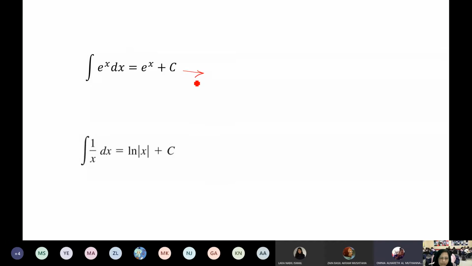What is the name of this rule? E to the power x? Exponential, very good. And what is the name of the second one, where you said 1 over x equals ln x? I'm not really sure, I forgot. Okay, ln means what? Very good, logarithmic rule.